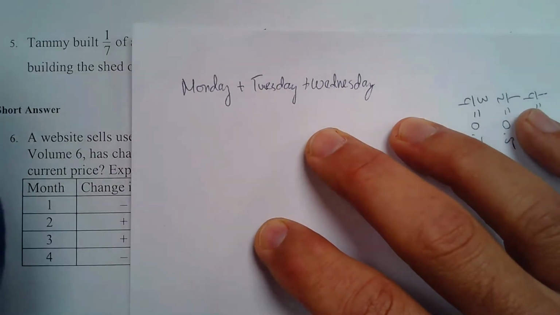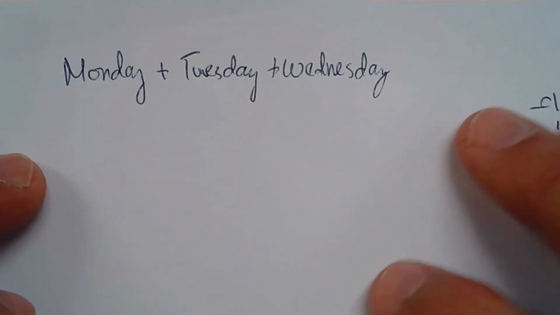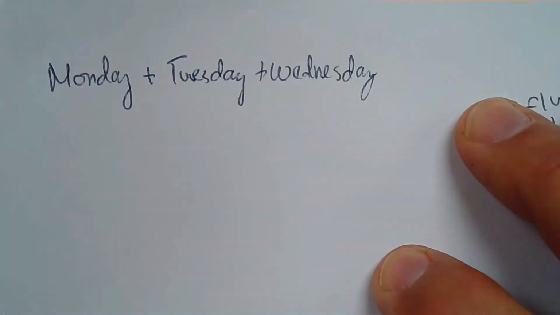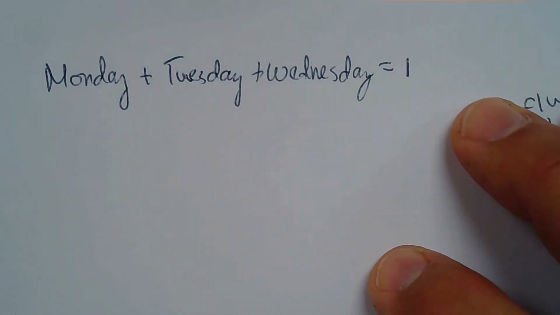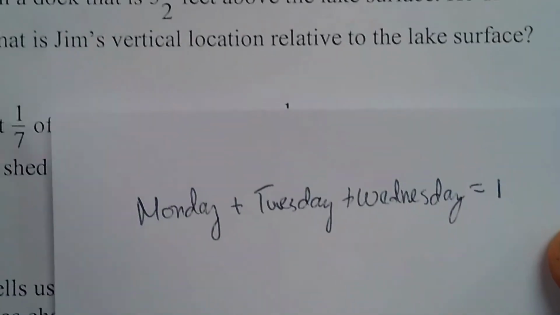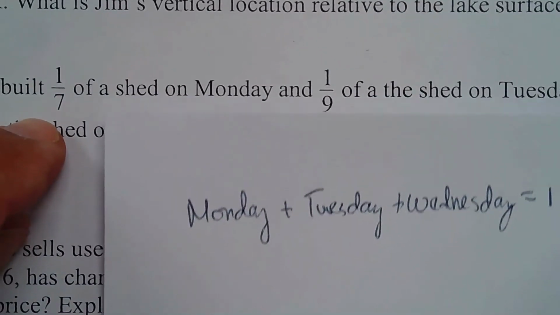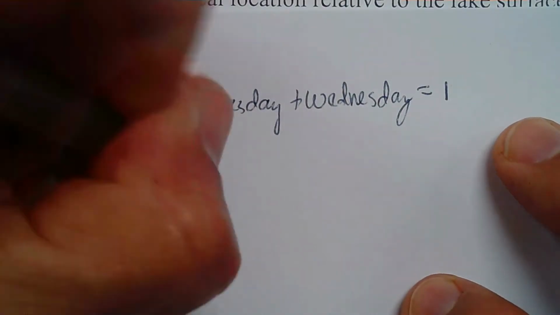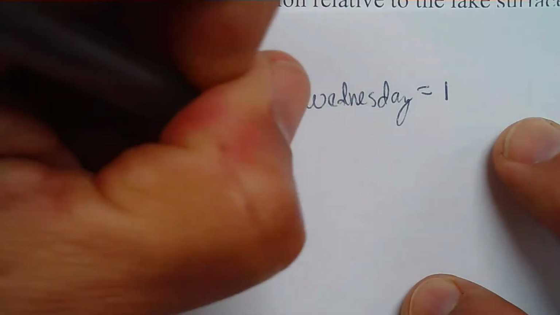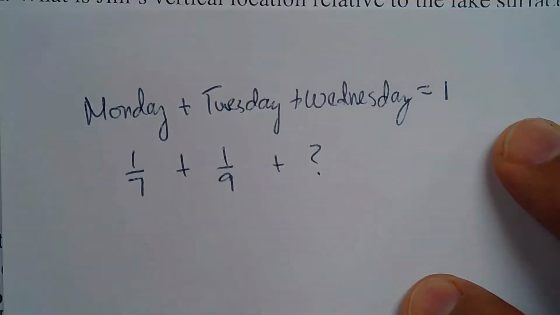And I think I need to zoom in a little bit here. So we have Monday, Tuesday, and Wednesday. And when you add up all 3 days, that is the full job, which would be one full job. Well, on Monday, she did 1/7. And on Tuesday, she did 1/9. So I would have 1/7 plus 1/9 plus something equals 1.